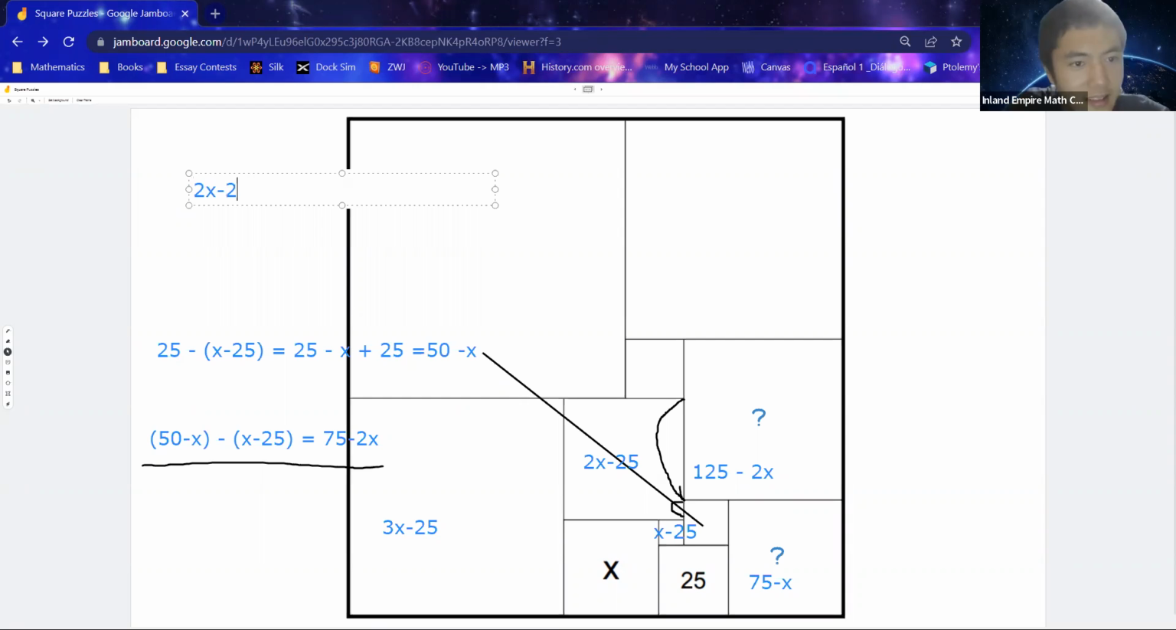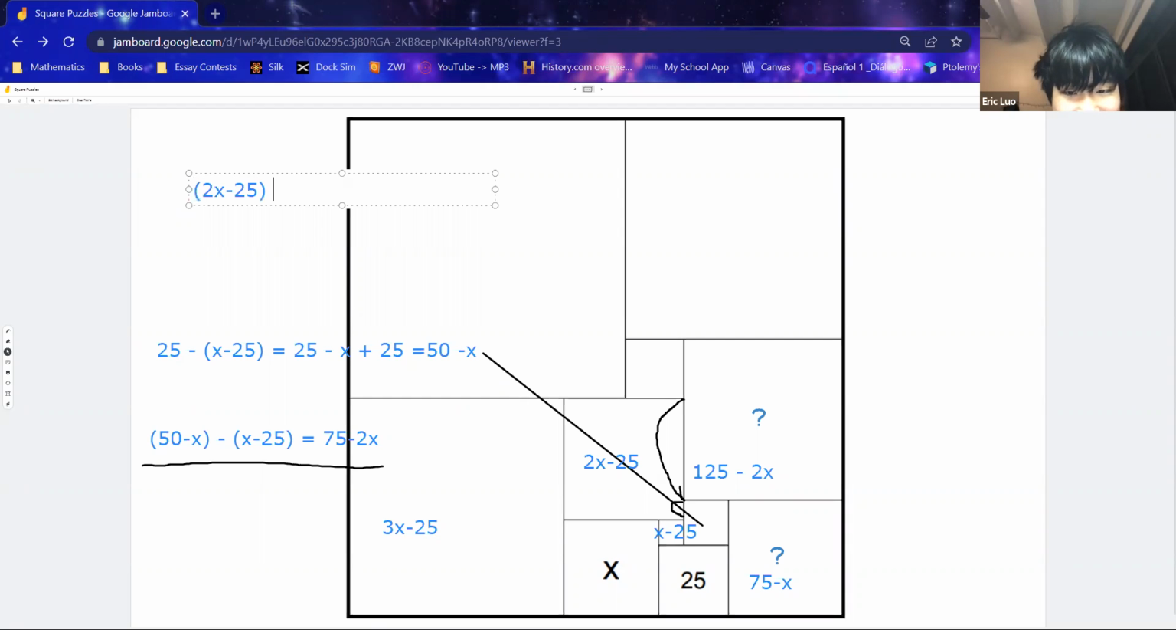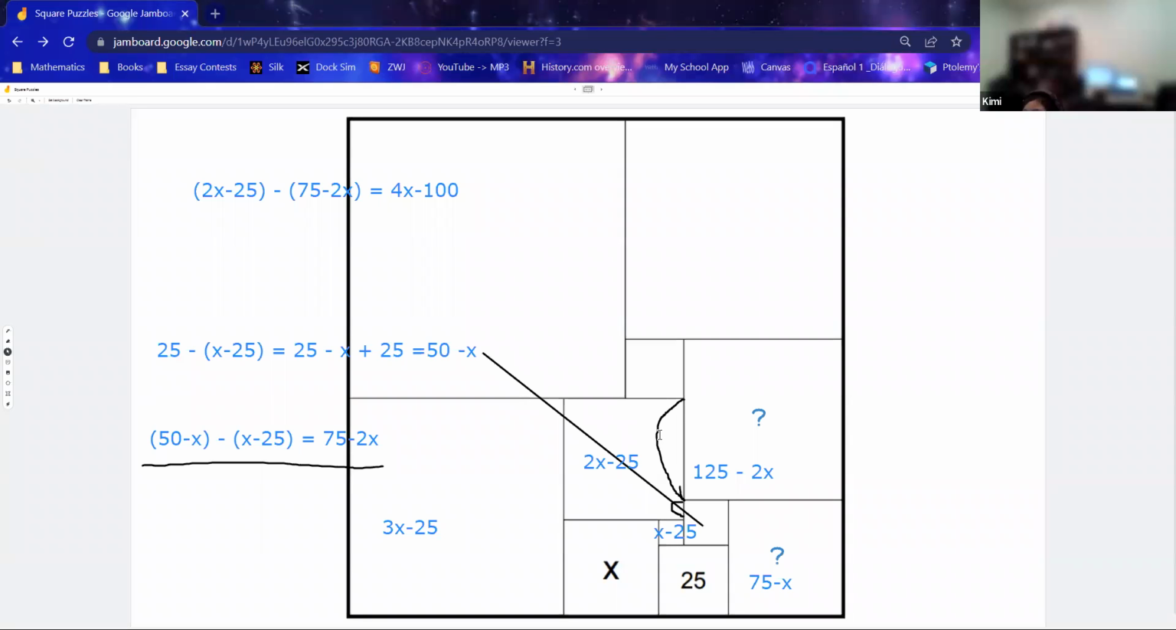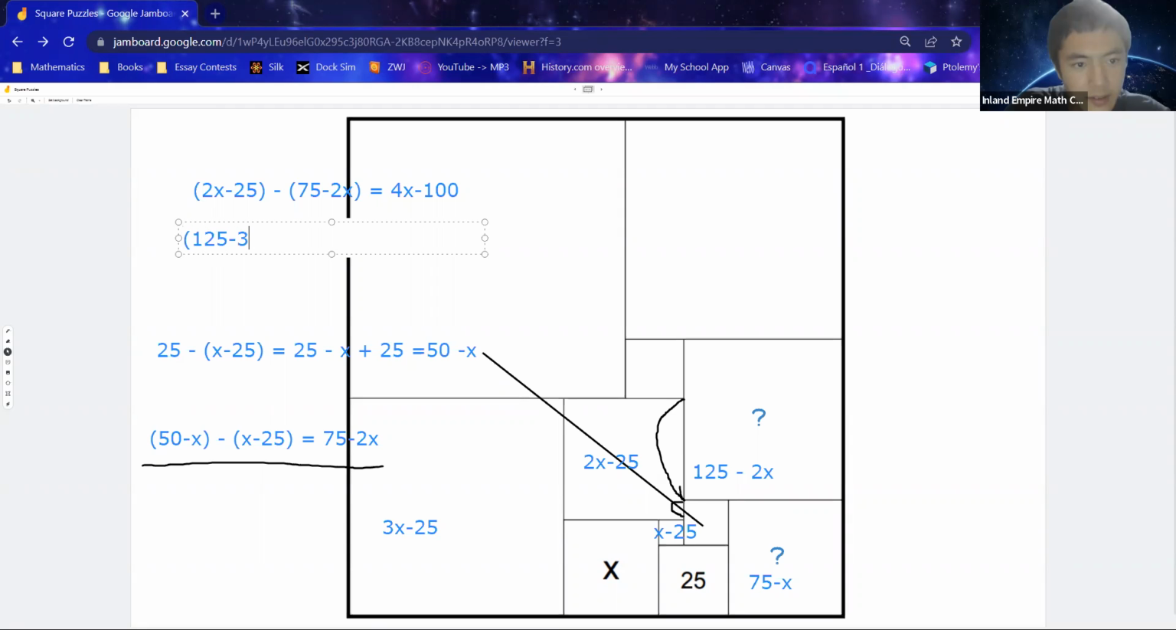All right, then I shall volunteer. So it is obviously 2x minus 25 minus the little edge that we just found, which is 75 minus 2x. When you do these, you really want to be careful with the signs. So you should end up getting 4x minus 100. So that's the little length right here. Okay, and that means 125 minus 2x minus 4x minus 100. That is very much correct.